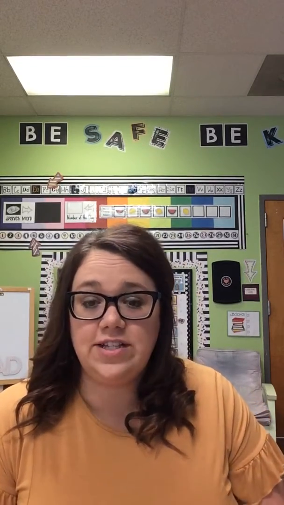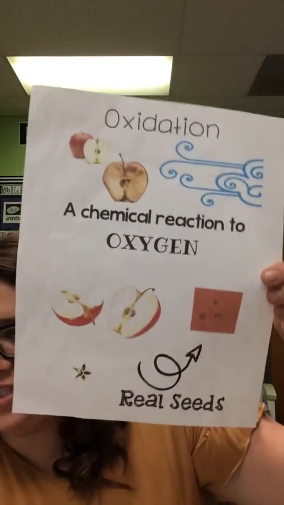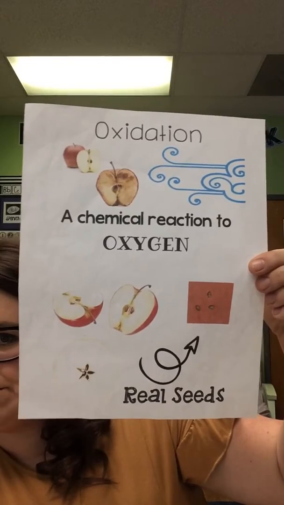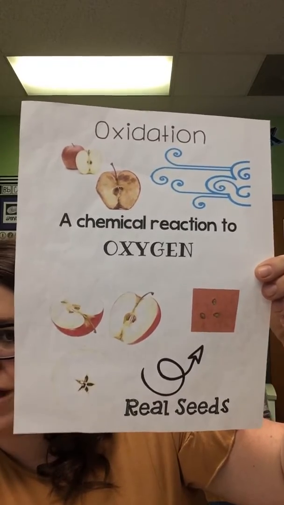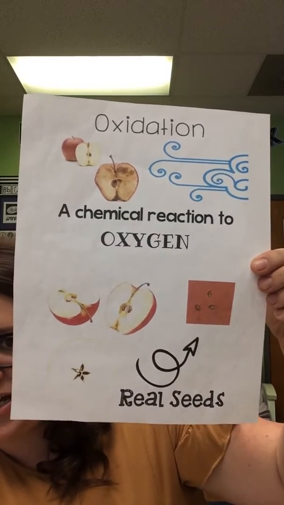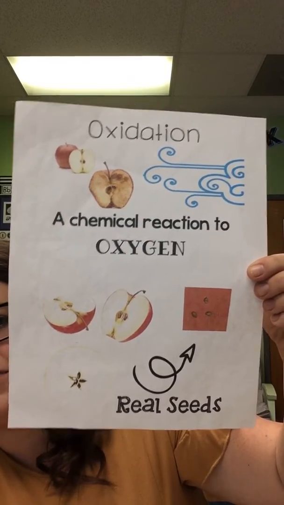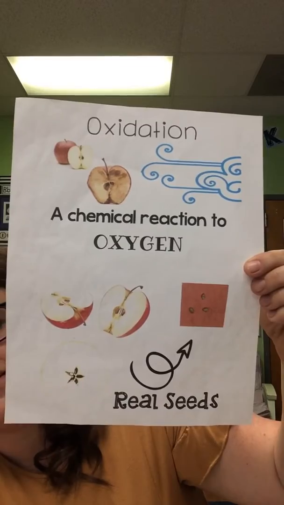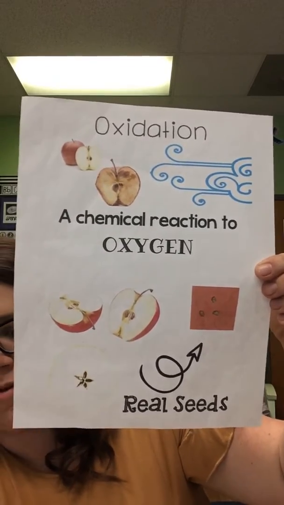Hi guys, we're going to do a little bit of our science review of all the things that we've already learned so far. First, who thinks they remember this word? When our apple turned brown, it's called oxidation. Oxidation. Remember, we cut the apples up and we put them in different things to see if it would help keep them from turning brown.